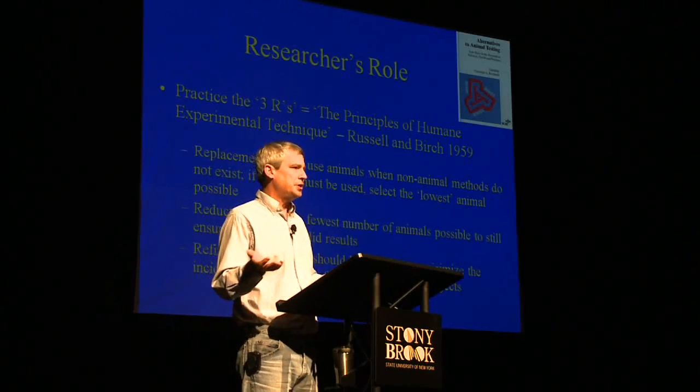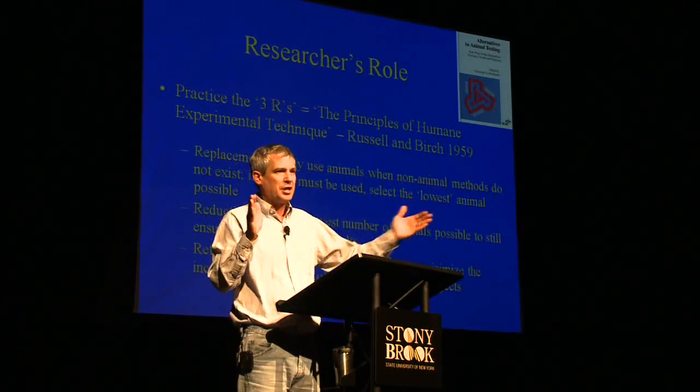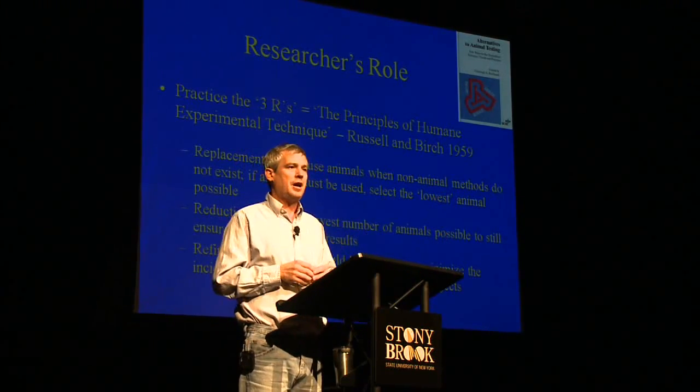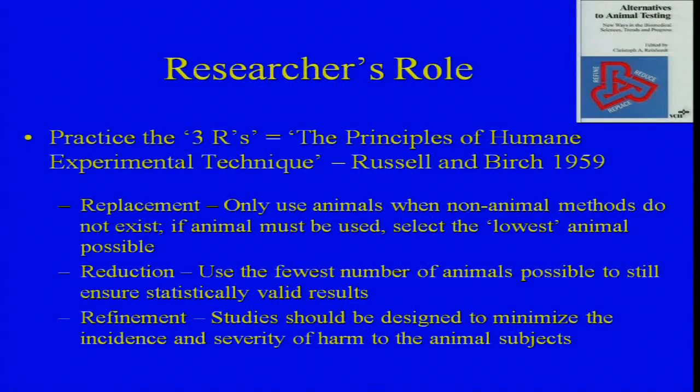Or if you're doing blood sampling and you've got 10 samples scheduled over a 24-hour period, could you really get the same information by only taking 5? So those are examples of refinement, where you take what you're planning and really look at it hard and see, can I tune it down a little bit to help minimize the potential impact on the animals that we're using?